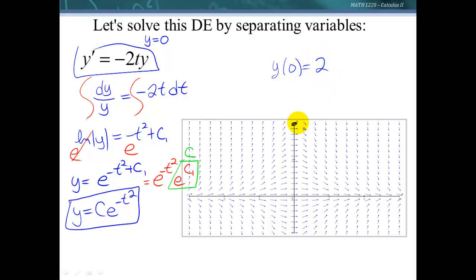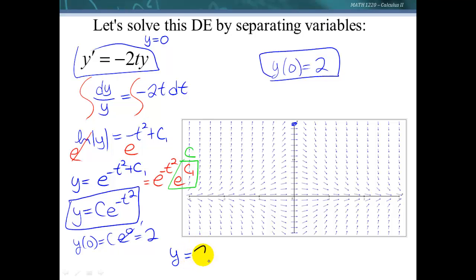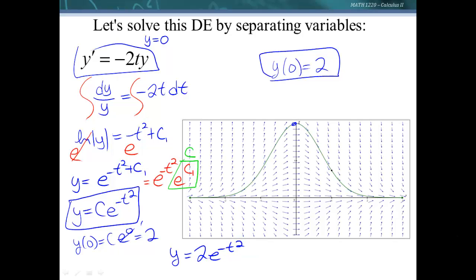then we could go ahead down here and say y of 0 equals c e to the 0, and that needs to equal 2, so that means c would be 2 since this is a 1. So there could be a specific solution for an initial value problem that would be y equals 2e to the negative t squared. So if we're given an initial value, we can actually identify the solution curve, which looks like this.